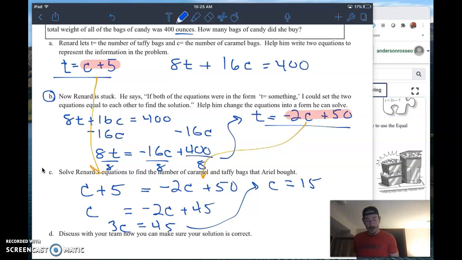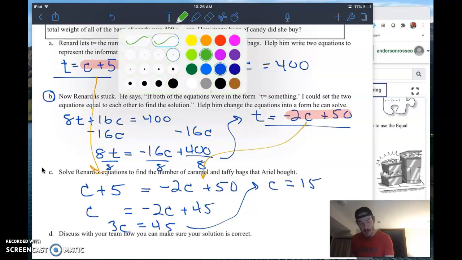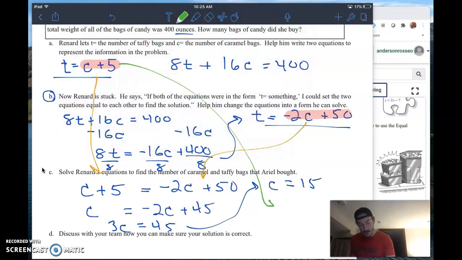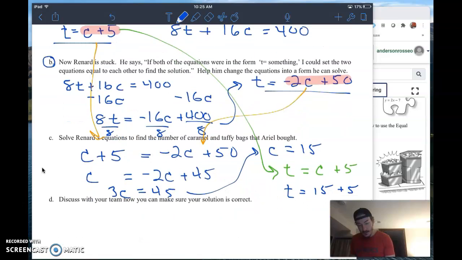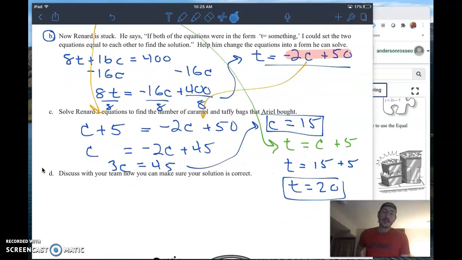Okay, but now what can we do? Well, we can use either one of our other equations to figure out how many bags of taffy she bought, and I'm going to select this one right here. I know that T equals C plus 5, so if C is 15, the number of bags of caramel she bought is 15, the taffy is going to equal 15 and 5 more, which is 20, okay? So, if you stop here and you write T equals 20, I'm sorry, I might be a little off the screen there. Let me correct that. Sorry about that. If you just write T equals 20 and C equals 15, yeah, of course you got it.